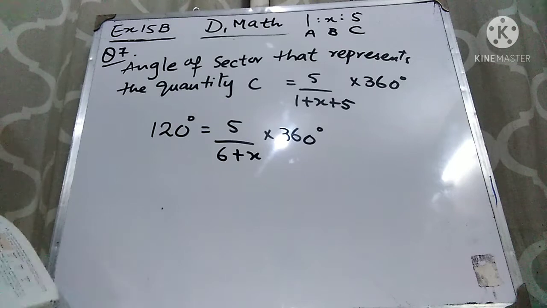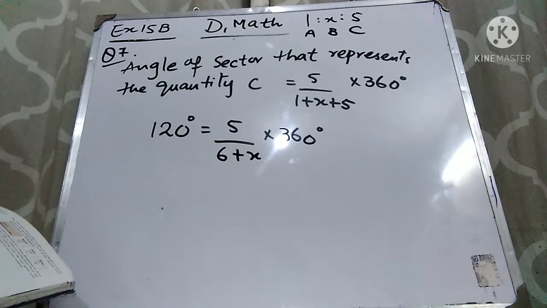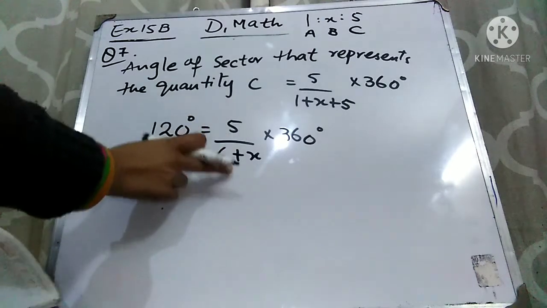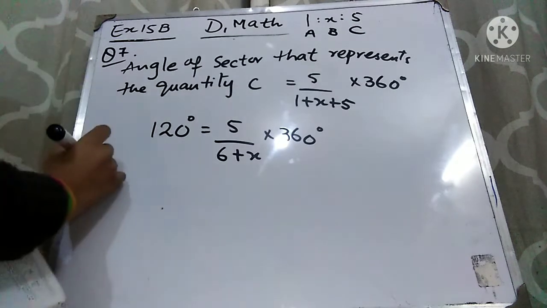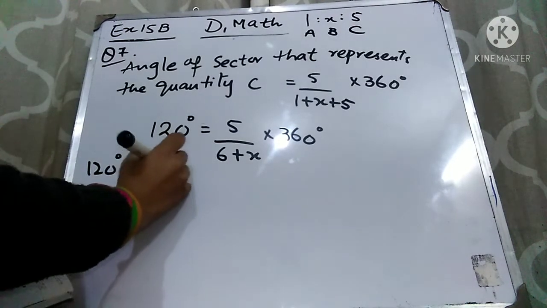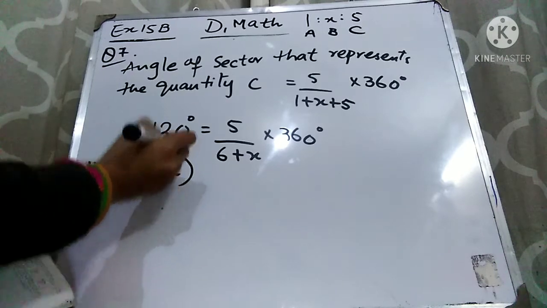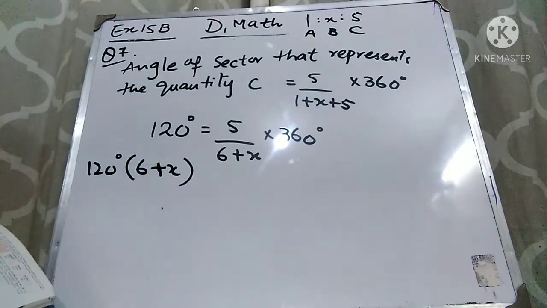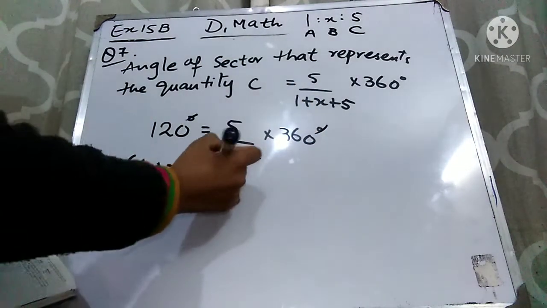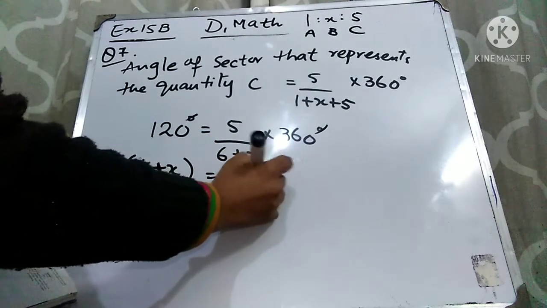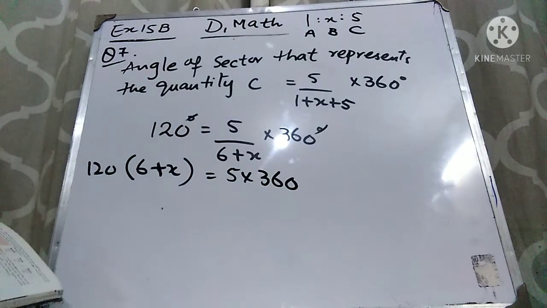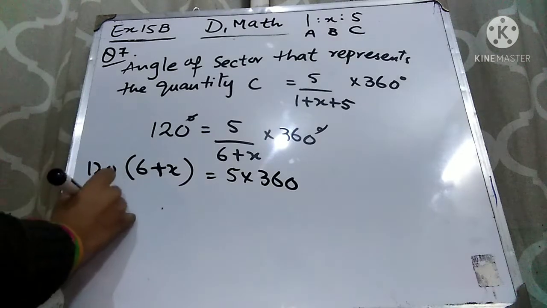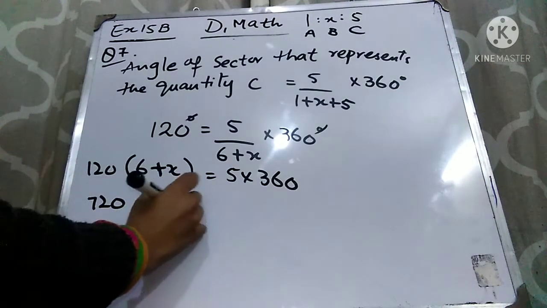Now this 6 plus X is dividing over here, so it will come to this side and multiply: 120 degrees times 6 plus X. As the degree signs are on both sides, you can cut them. So 120 times 6 plus X is equal to 5 times 360. When you multiply 120 with 6, you get 720, and when you multiply 120 with X, you get 120X.